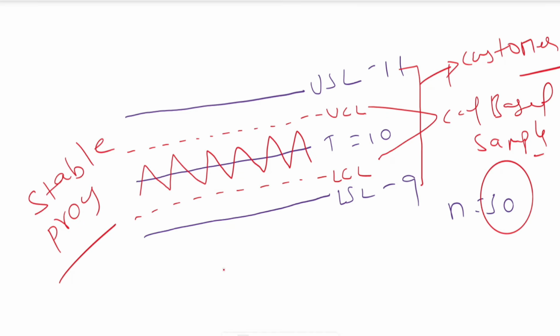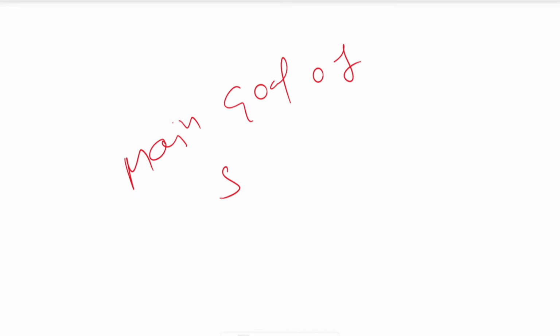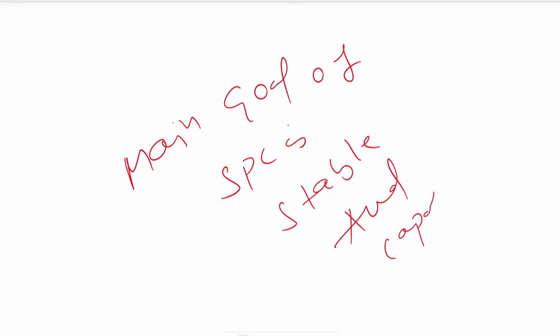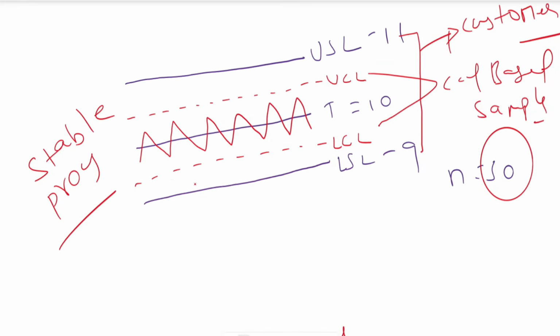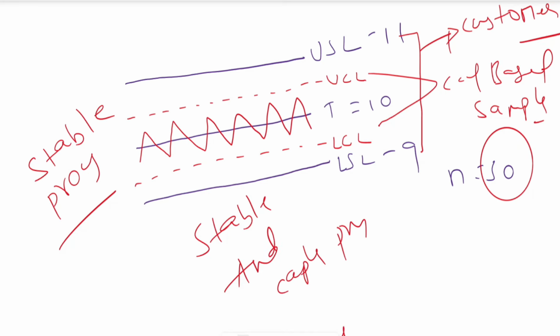So what is the main aim of SPC? The main goal of SPC is a stable and capable process. A stable and capable process means what? You can see here all the points are within the control limits and within the spec limits. This is a stable and capable process.